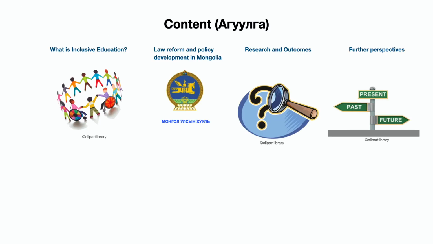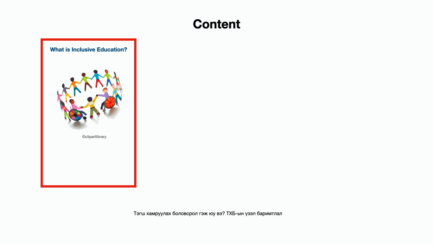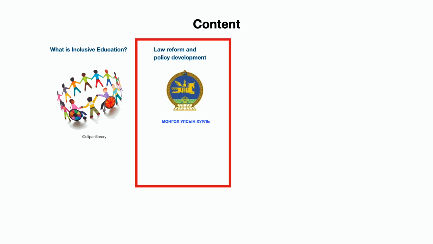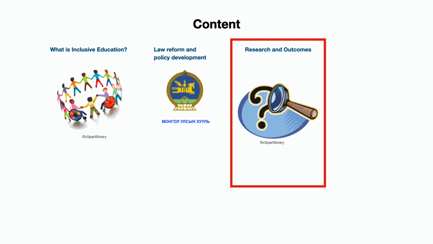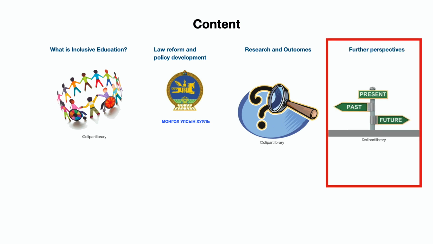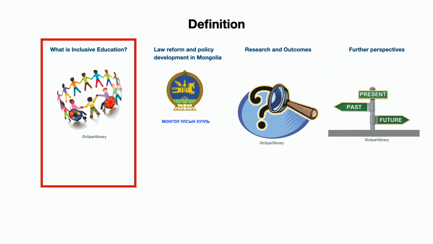Mongolia ratified the Convention on the Rights of Persons with Disabilities in 2008. This tutorial responds to the following questions. What is the conceptual framework of inclusive education in Mongolia? Which law reforms and policy developments took place to implement the rights of persons with disabilities in Mongolia? What research on the Mongolian situation is carried out? What are the outputs? What are the further perspectives on disability policies? What is the significance of the introduction of inclusive education for the educational system?